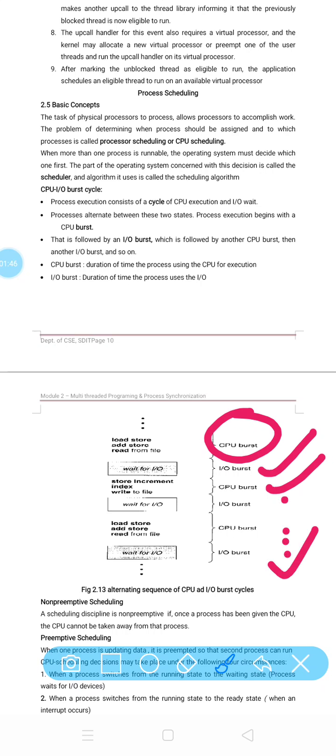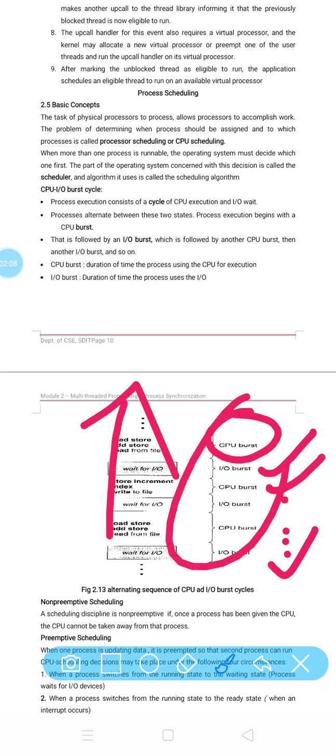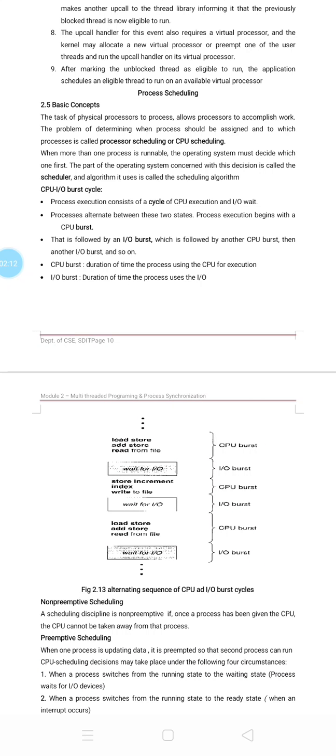CPU burst is nothing but the duration of time the process uses the CPU for execution. In simple words, the process is doing some job related to CPU, whereas in IO, the process is doing some job related to input output. Usually we say a process is a combination of CPU related jobs as well as IO related jobs.